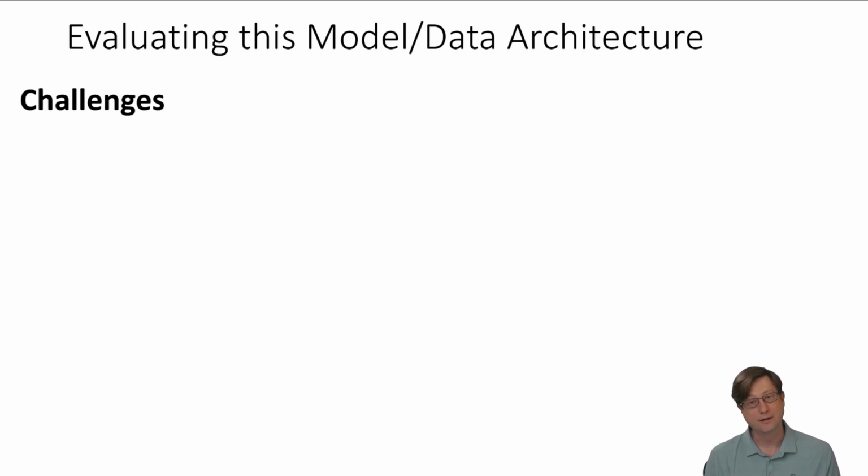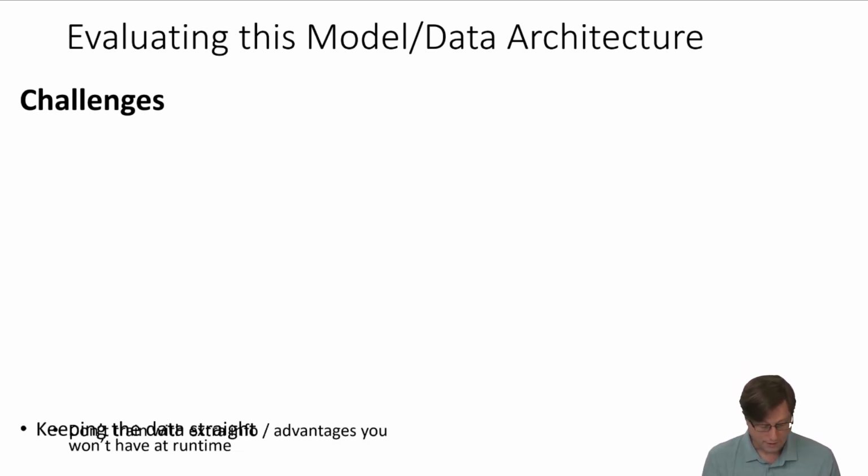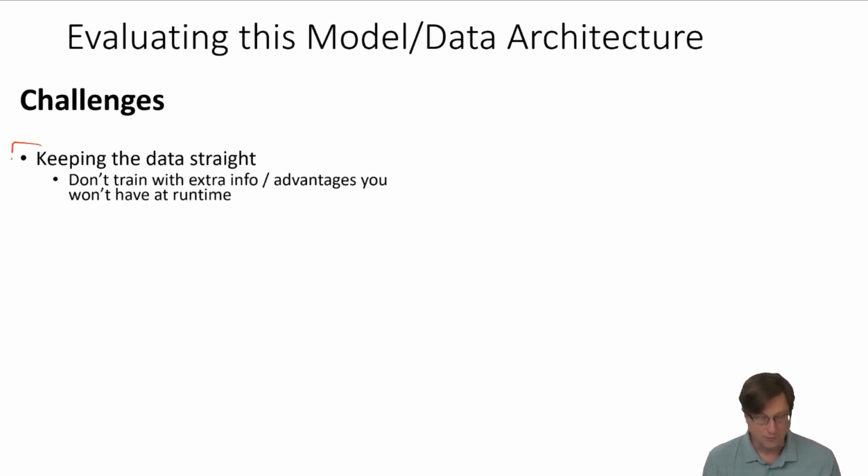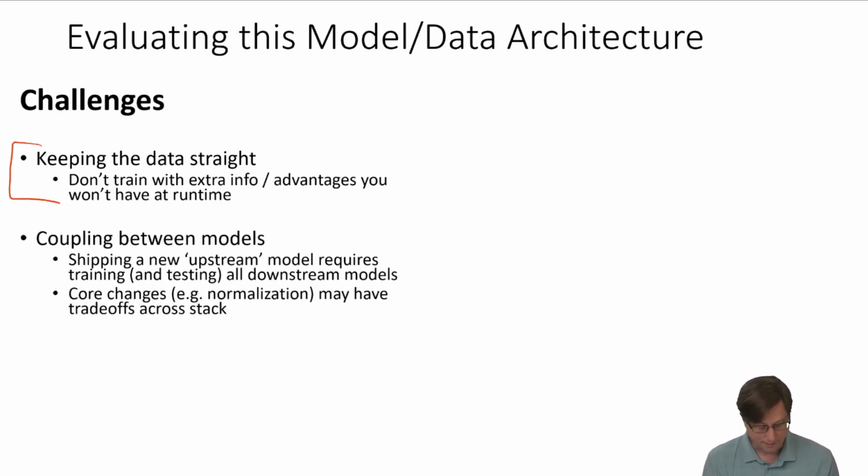And there's clearly some challenges with this. One is to keep the data straight so we don't have advantages we won't have at runtime. But then the other is the coupling between the models. Shipping a new version of an upstream model is going to require training and testing and potentially re-optimizing the feature extraction, the normalization, the hyperparameters, everything of all downstream models.